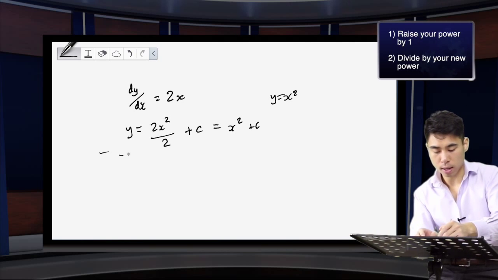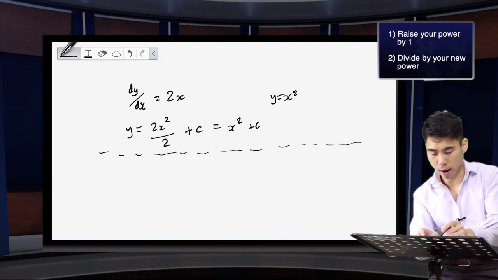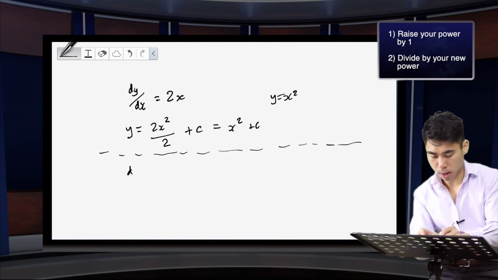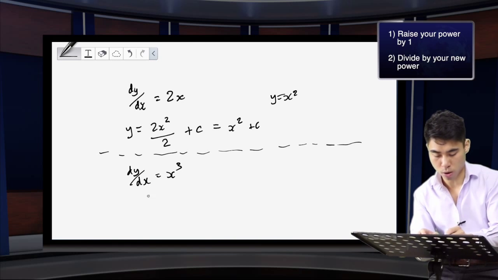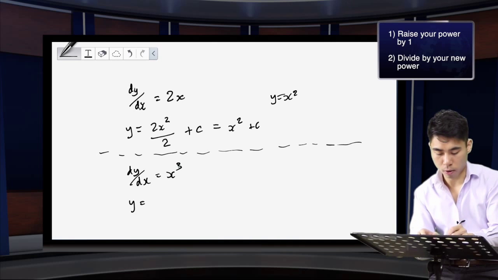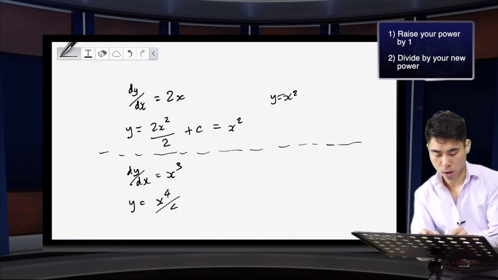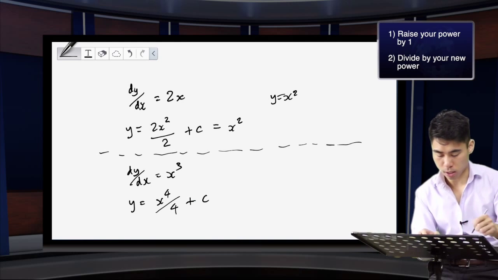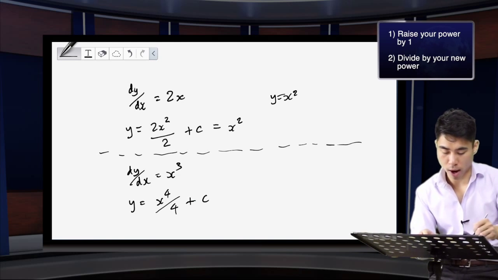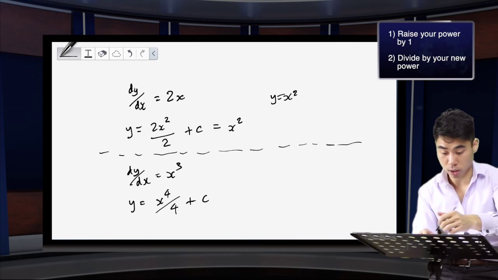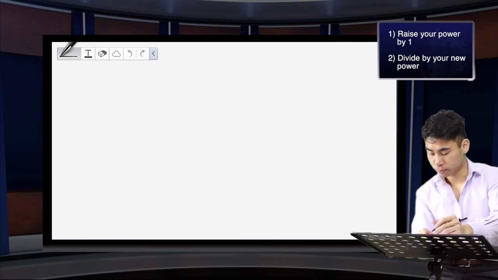So say that's our first example. We'll go through a fair few of these. So dy by dx, next one we're going to look at equals x cubed. Our y, so raise our power by 1, and then divide through by our new power, over 4 plus c. Always remember your plus c. Okay, so that's what happens when you integrate dy by dx equals x cubed. It gives me that.